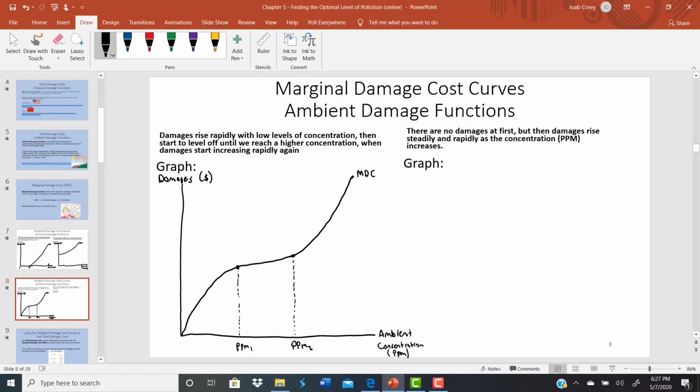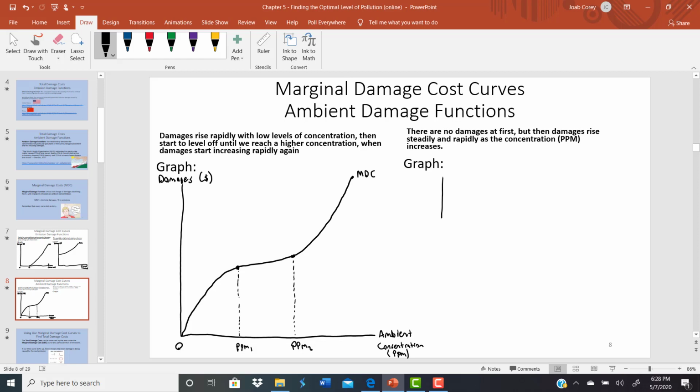So as you continue to increase the amount of ambient concentration in the atmosphere, you're going to see those damages start to rise significantly again. Once you get past a certain point, it's going to hit everybody hard, not just the most vulnerable populations. So the idea behind this graph is that anywhere between 0 and ppm1, it's the most vulnerable populations that are hit first. And then after ppm2, whether you're vulnerable or not, you're still going to get hit pretty hard by these increasing amounts of damages, or increasing ambient concentrations.